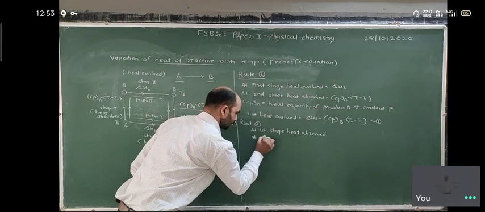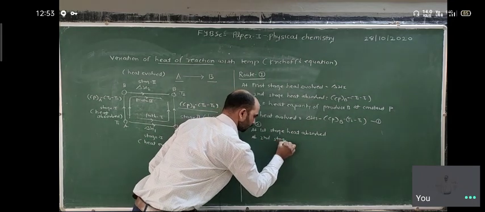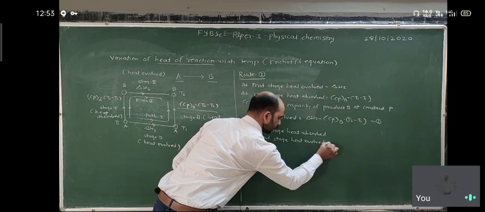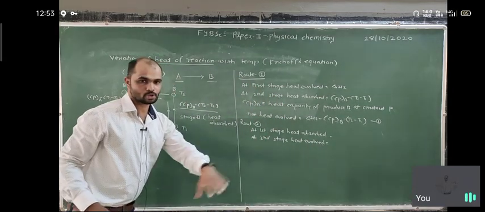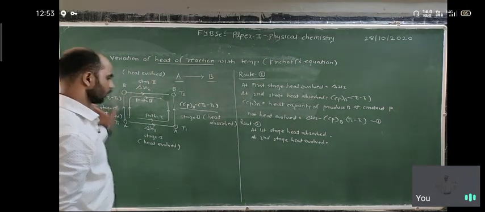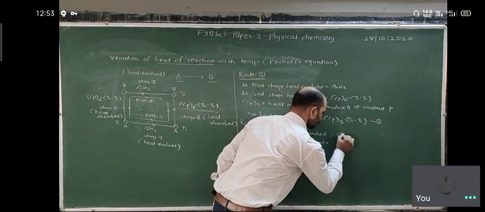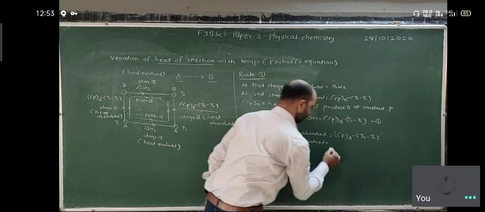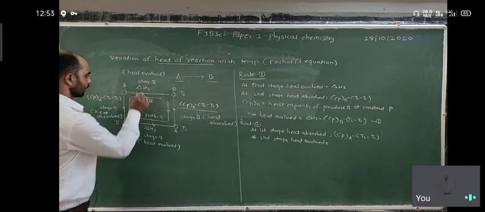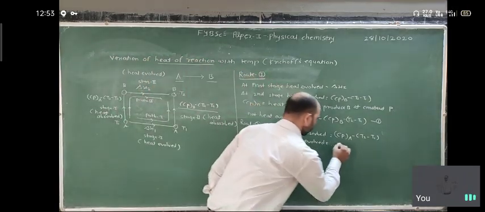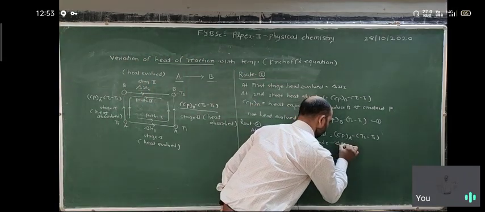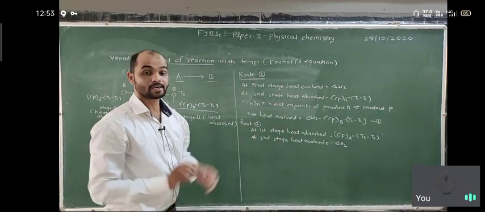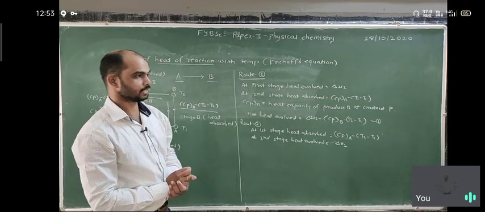At second stage, heat evolved. Okay, so at first stage heat is absorbed. How much? This value is equal to CPA times (T2 minus T1). And how much heat is evolved here? There is a delta H2. So here the heat evolved is equal to delta H2. What is CPA? It is the heat capacity of reactant A.